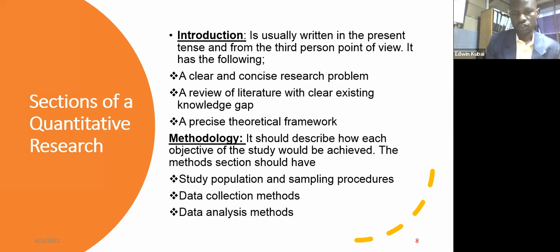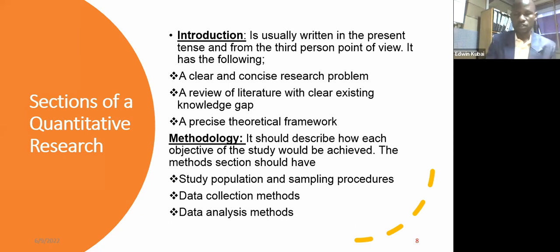Some students also use a conceptual framework. It's also allowed, so long as you know what you're doing in terms of how you want to develop your literature review. It's also very important. You can either use a theoretical framework or a conceptual framework.